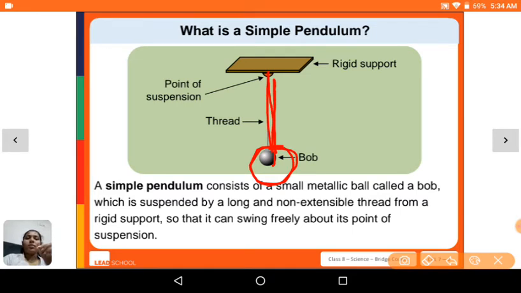Non-extensible means a straight thread which can't be stretched. So non-stretch also we can say, non-stretch thread from a rigid support.